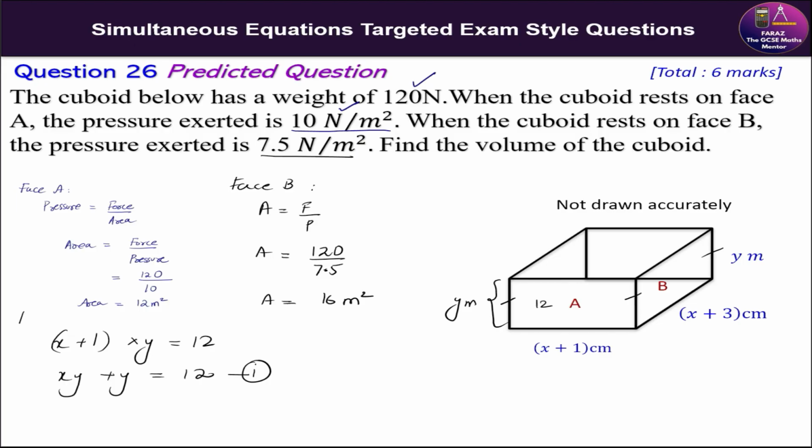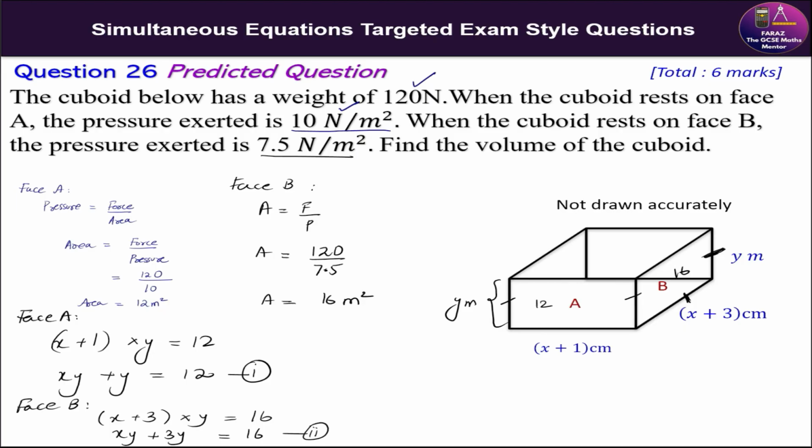So this is from face A, and then we have to do the calculation for face B. Now look at face B here. You have base length as x plus 3 and height is y. So (x plus 3) times y has to equal 16, because we already calculated the area of face B, that is 16. Now expanding will give us xy plus 3y equals 16.